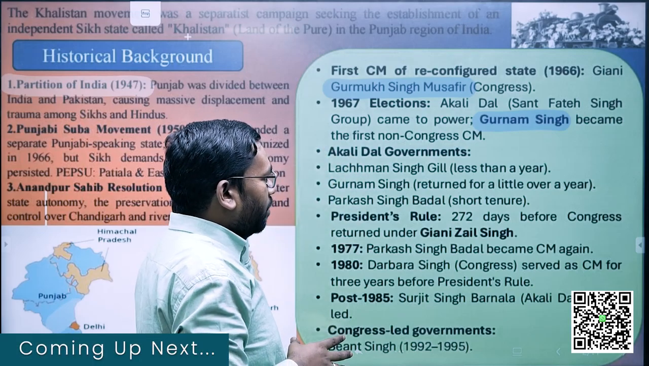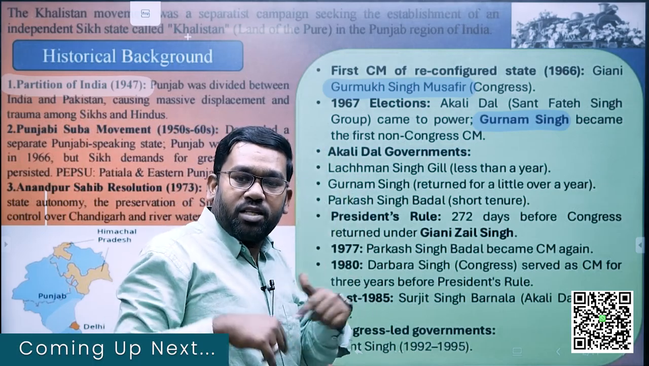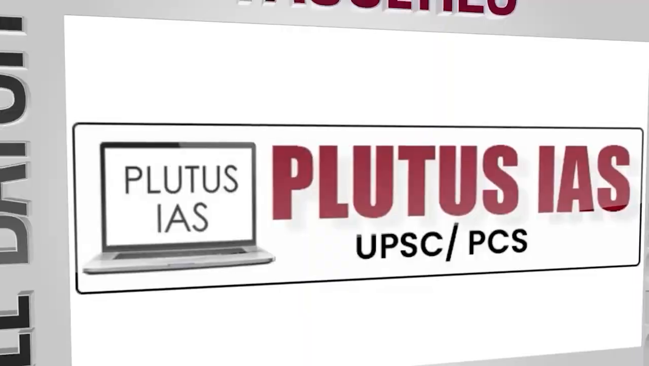Akali Dal people had ruled, but this government was unstable. Like in Bihar, in UP also, the government was unstable.